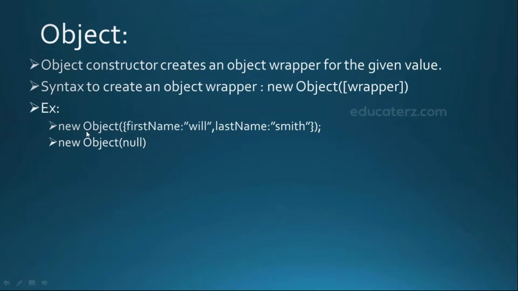Here I created the object wrapper for a given object, which contains two properties, first name and last name. In a similar way, I created a new object with a null value. So when I create a wrapper for null or undefined, it returns an empty object. Whereas when I create a wrapper for a given value, it returns the object of that value.